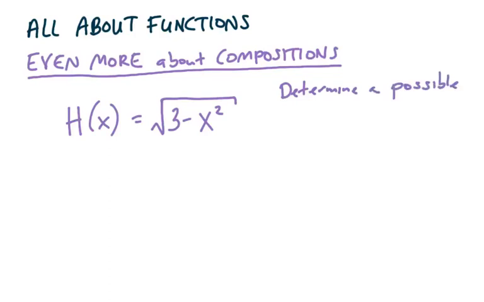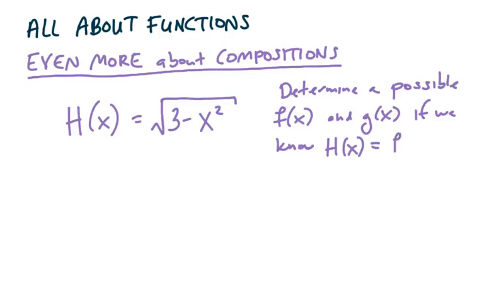And I'm wording it that way because sometimes with problems like this, there's more than one possible solution. So let's determine a possible f of x and g of x if we know that h of x is the result of composing f and g. So we're kind of working it backwards, and that's something that in math is pretty fun to do, to be given a solution and then work it in reverse. So we're trying to figure out what could f have been and what could g have been, so that when we do the composition, we get the square root of 3 minus x squared.